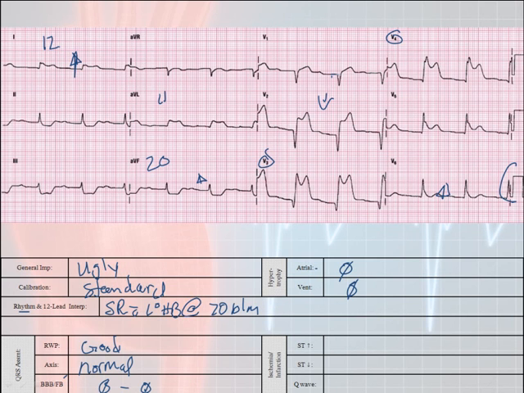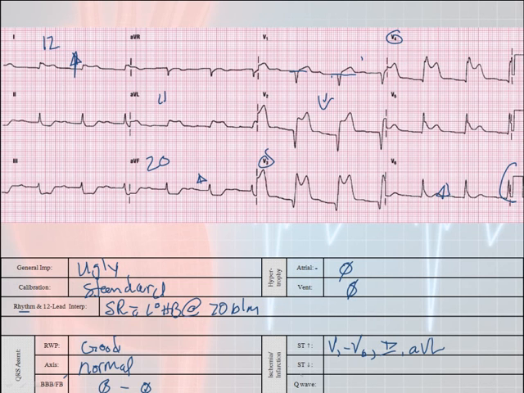I would have to have a piece of paper to really draw this out, but that might be some elevation in V1, V2, and definitely V3, V4, V5, and V6. So I'm going to say that this person has ST segment elevation V1 through V6, and it looks like 1 and AVL as well. Where do I have ST segment depression?